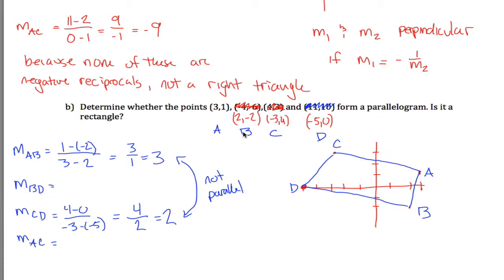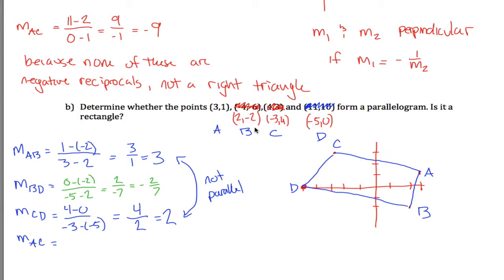BD, we do the same idea. The difference in the y-coordinates would be, let's do this one first, 0 minus negative 2. And the difference in the x-coordinates, I got negative 5 here, and I'm subtracting 2. And so what I get is 2 divided by negative 7. In other words, negative 2/7.